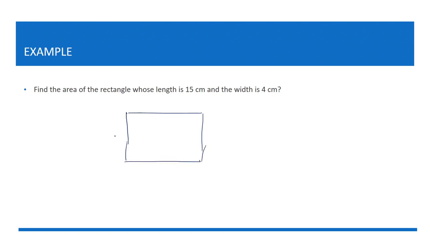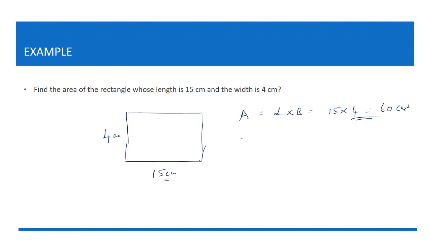So what have they given? They have given the width is 4 cm and length is 15 cm, right? We need to find the area. So area is equal to what? It is length into breadth, correct? What is length? Length is 15, and what is breadth? Breadth is 4. That is 15 4s are 60 centimeter square is the area of the rectangle.